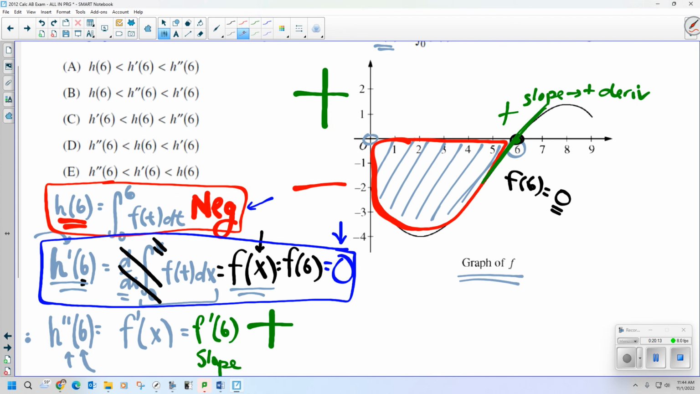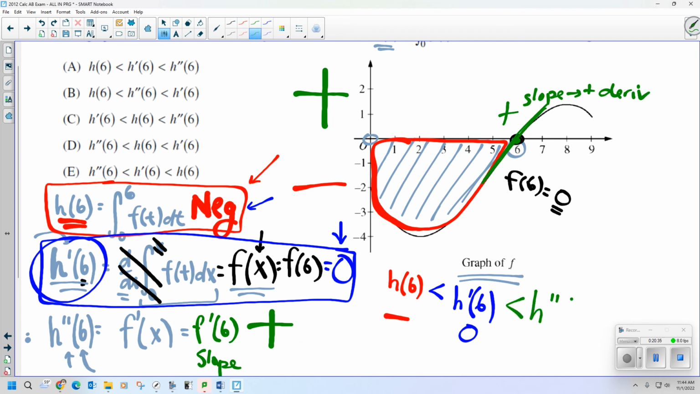Okay, which means our negative value is the smallest, which is h of 6. That's the smallest. All right, 0 should be the middle term, h prime of 6, because that's 0. This we said was a negative value. And both of those should be smaller than h double prime of 6, because we said that's a positive value. Okay, so that's what our answer should look like. And that, my friends, ooh, choice A. Love it. I don't know why I get excited when it's the first option all the time. Random. 1 in 5 shot.